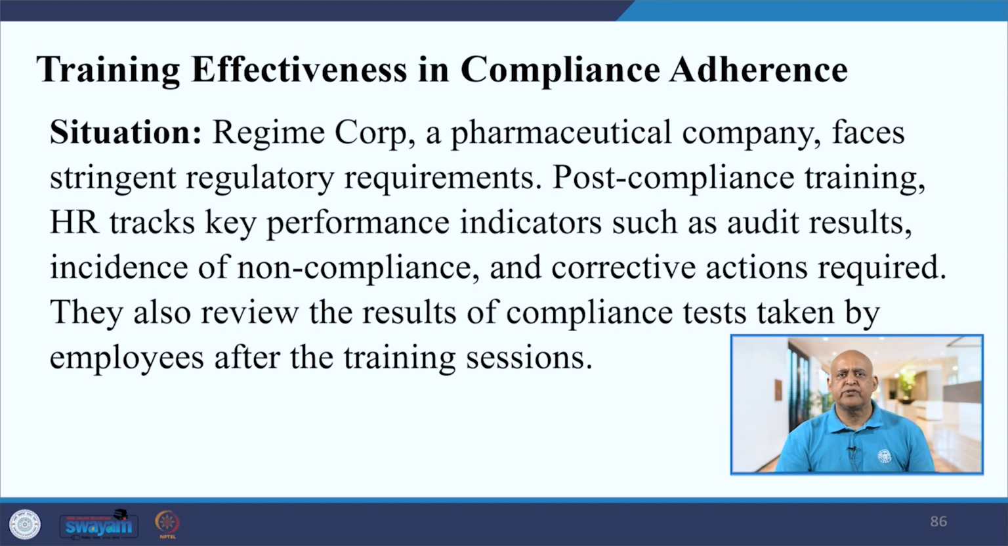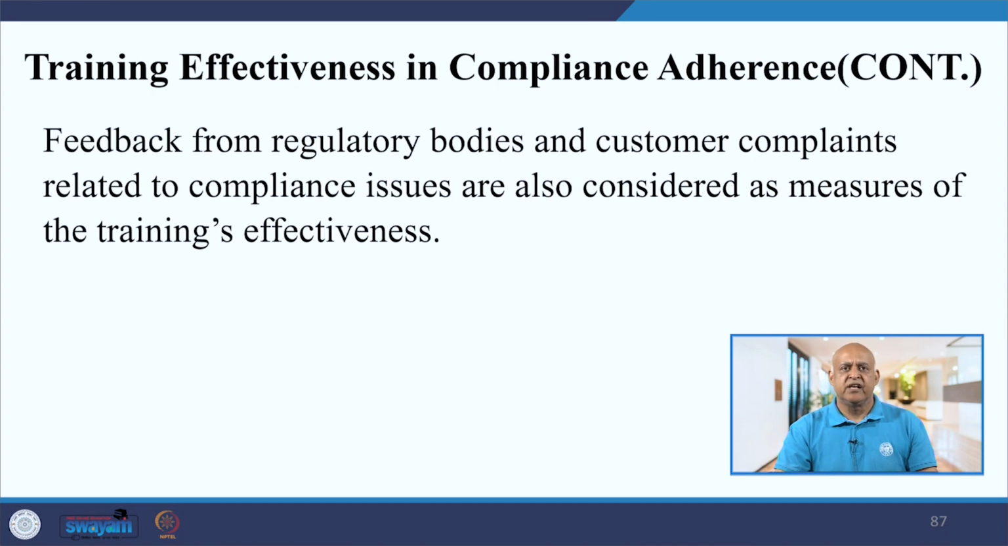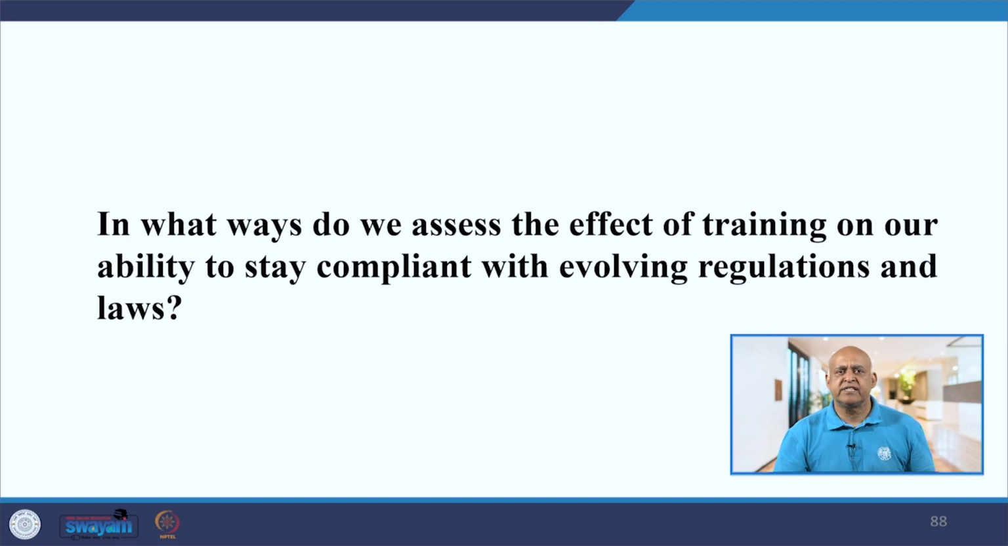The Regime Corporation, a pharmaceutical company that faces stringent regulatory requirements, looks at performance indicators such as audit results, incidents of non-compliance and the corrective actions required. They also review the results of compliance tests taken by employees after the training sessions. Feedback from regulatory bodies and customer complaints related to compliance issues are also considered as measures of training effectiveness. This shows the concern: in what way do we assess the effect of training on our ability to stay compliant with evolving regulations and laws or concerns.